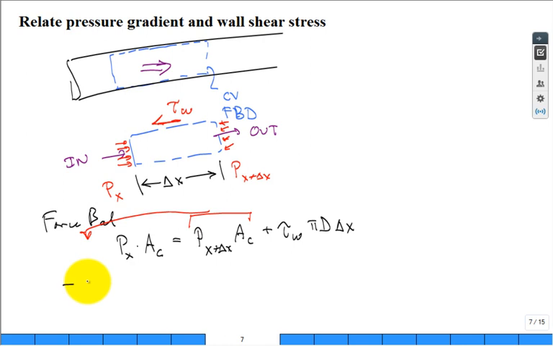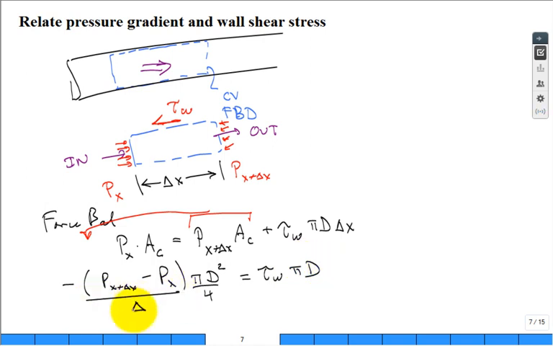So at this point, you can flip this one over to the other side, and what you'll get is negative P at X plus delta X minus P at X times the cross-sectional area, pi d squared over 4, is equal to the wall shear stress times pi d delta X. What do you think we're going to do with that delta X? Bring it over underneath the delta P, and then they always put a little limit as delta X goes to 0. Aren't you glad you took calculus? Spent all that time trying to figure out what a derivative is. And here we just reestablished what a derivative is.